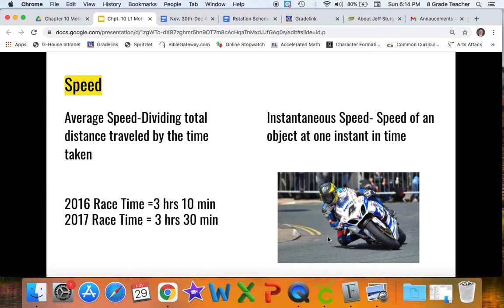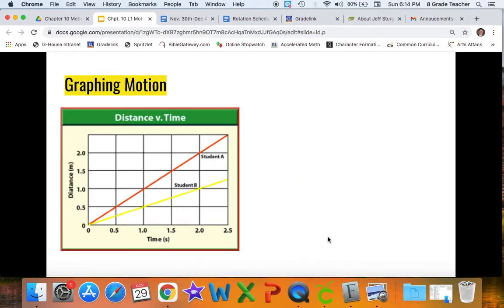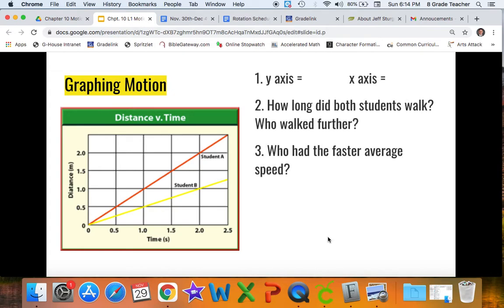How do we go about graphing this? Well, to graph this, we have to set up what's called a distance versus time graph. Let's read on page 286. You can represent the motion of an object with a distance time graph. For this type of graph, time is plotted on the horizontal axis. The horizontal axis here is going to be our x-axis.